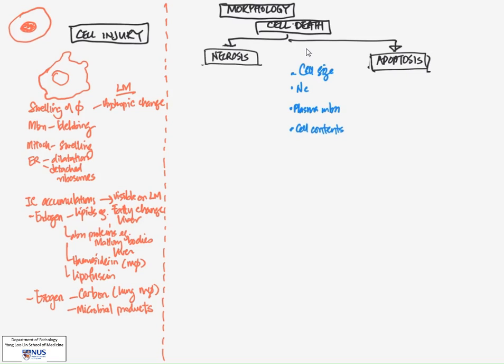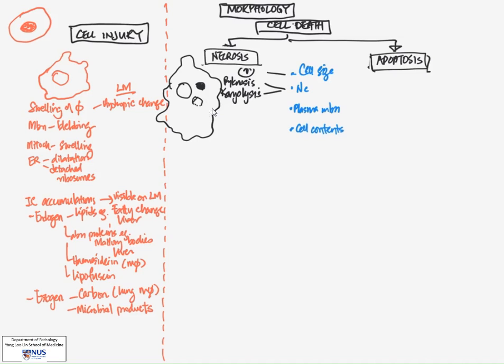Now moving on to cell death, two main types, necrosis and apoptosis. So let's first look at necrosis. Cell size is usually enlarged or increased, so it's like a progression from cell injury. The nuclei can undergo various changes. They can become pycnotic, which is very shrunken with very dark chromatin.